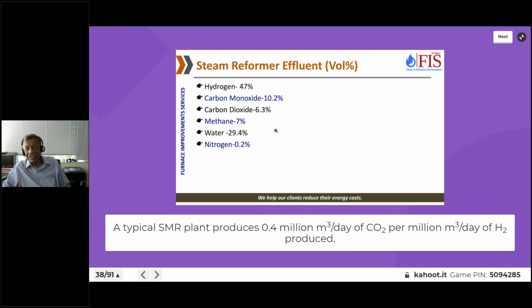So typically, what comes out of steam reforming is a gas which is a mixture. Predominantly we get about 47% hydrogen. Then we get carbon monoxide, carbon dioxide, methane, water and some nitrogen. So that's basically the output of steam reformers. And if you compare this with different uses, you will see some very good similarity. Now, the steam reformer does produce a lot of CO2 as a side product.